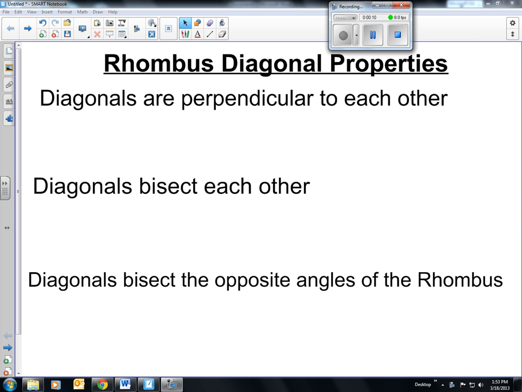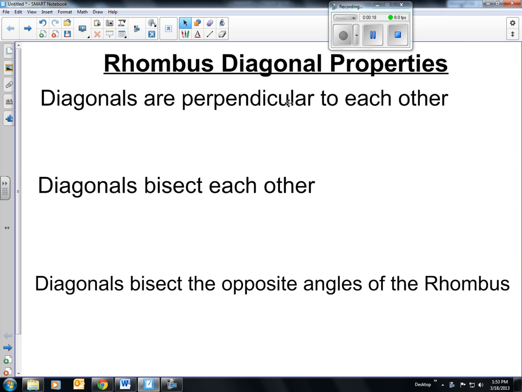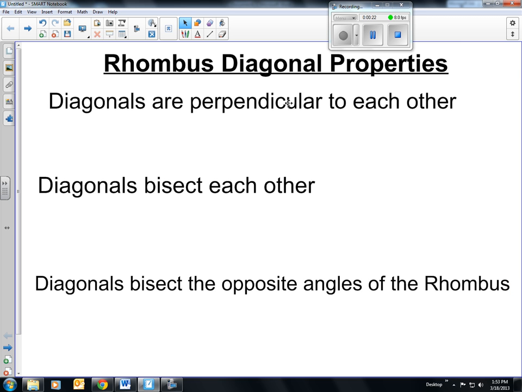Today we're going to be talking about rhombus and the diagonal properties of a rhombus. The three properties that we looked at in class are that the diagonals are perpendicular to each other, that the diagonals bisect each other, and that the diagonals bisect the opposite angles of the rhombus. So let's first look at the perpendicular to each other.